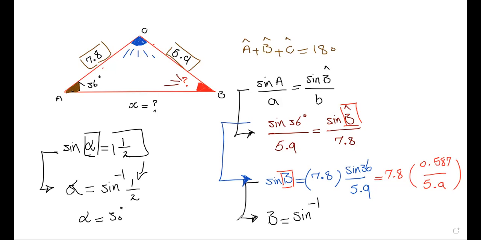Then it means that at that stage we have to calculate it to find it. We say that the sine inverse of this value, 7.8 times 0.587 over 5.9, roughly gives us what value? 50.1. That's right, 51 degrees. Roughly, we do some kind of an estimate.